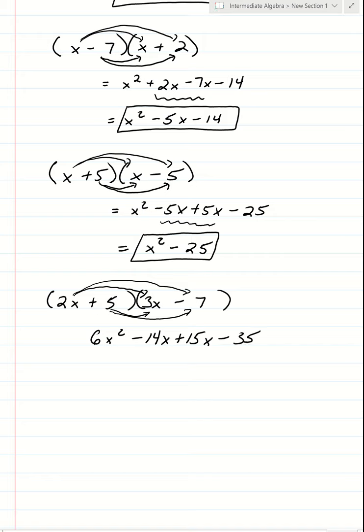If we have like terms, we should combine them, and we do, right here in the middle. We will keep the 6x squared. Negative 14x plus 15x would give you a plus 1x minus 35.